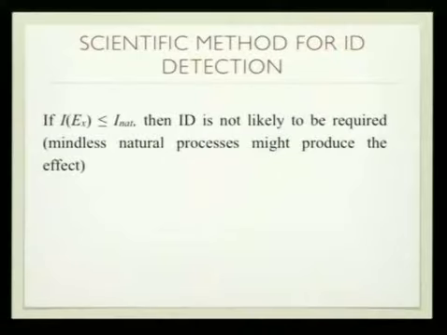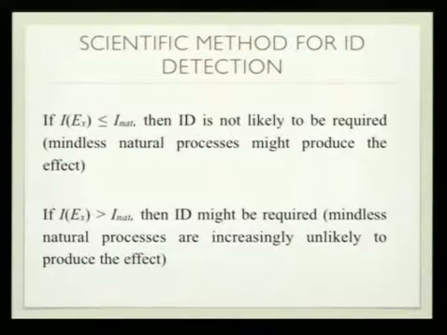With that in mind, here is the scientific method I'm proposing to detect intelligent design that would be applicable to any application within science, whether it's archaeology, SETI, forensic science, Venter's genome, and so forth. If the functional information required for the effect is greater than or equal to the amount of information that nature could accidentally produce, then intelligent design is not likely to be required. The reason I'm stating that is because if it's not greater than what nature is capable of producing, then it's possible that mindless natural processes could have produced the effect.